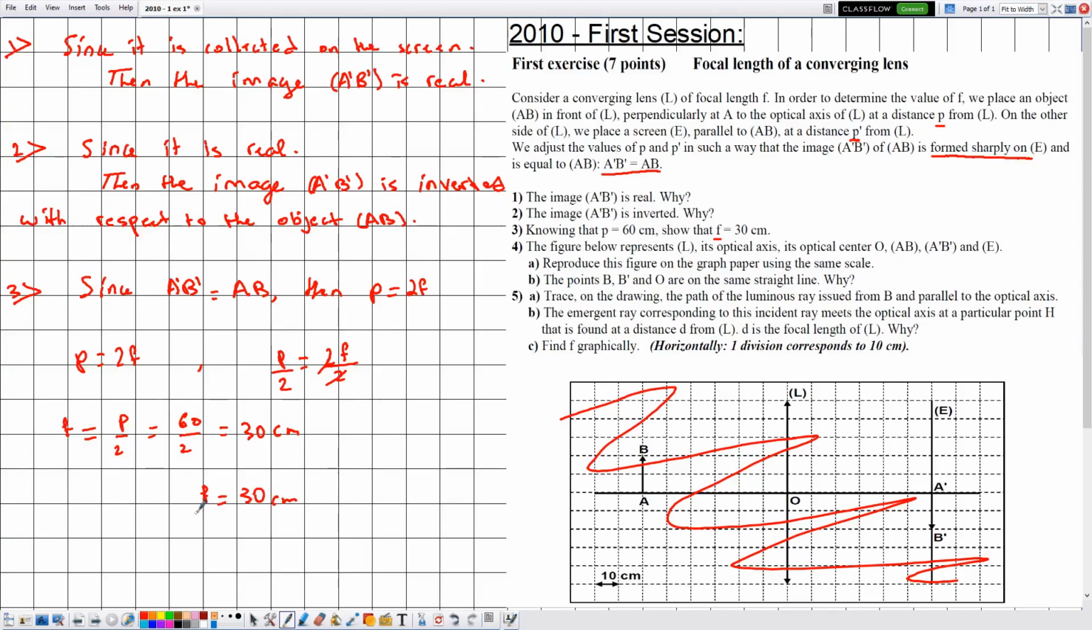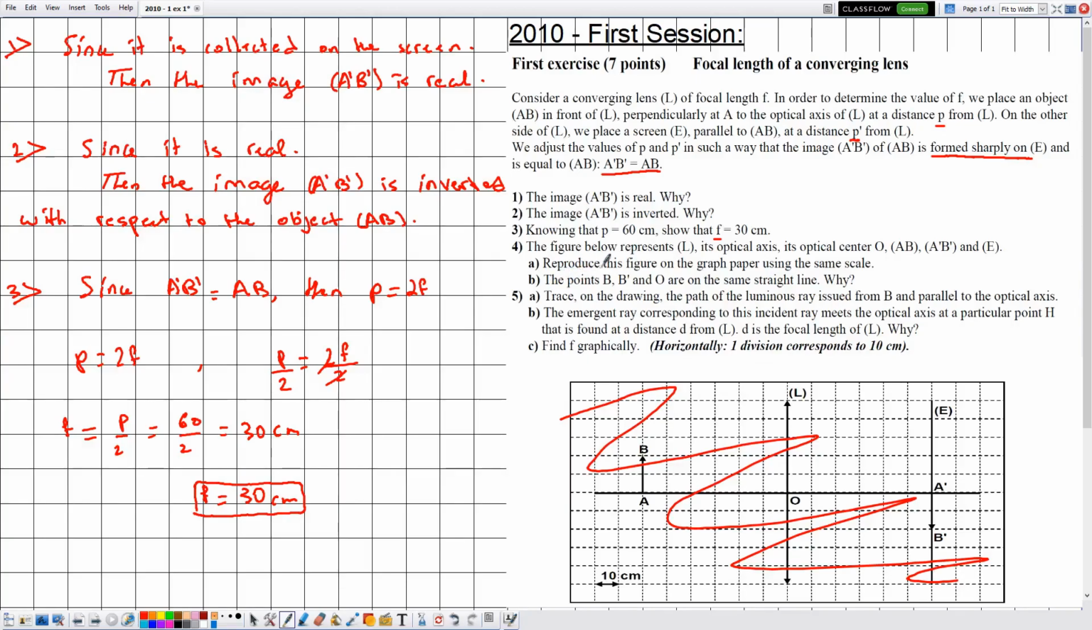Always, all quantities in physics must have a unit. Finally, it's a good habit to write our final answer in a box to make the task easier for the corrector to notice our correct answer. Here the focal length is positive, which verifies that the used lens is a converging lens, because we know that for a converging lens the focal length is positive.